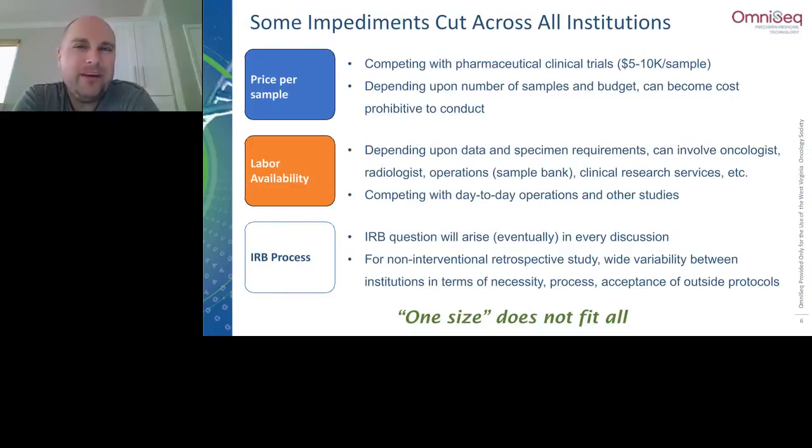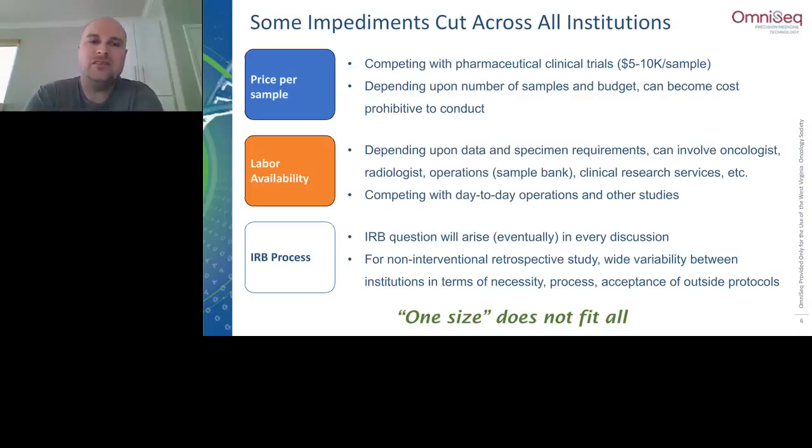So some of the impediments that lead to this significant attrition, or possibly just a challenge in terms of obtaining samples at all, really cut across all of the different types of institutions that you're likely to reach out to obtain these types of samples. I've listed 3 here, and we'll get into some more on a segment-by-segment basis in just a moment. But let's focus on these first 3.